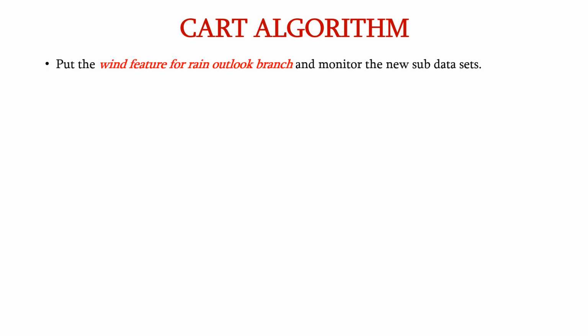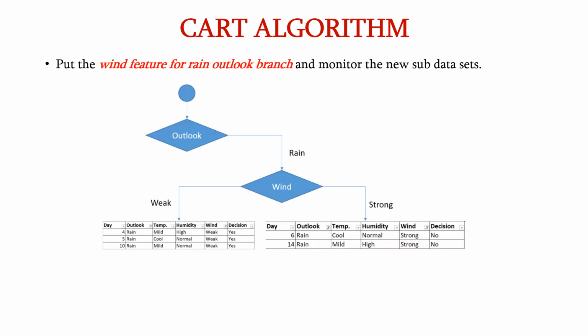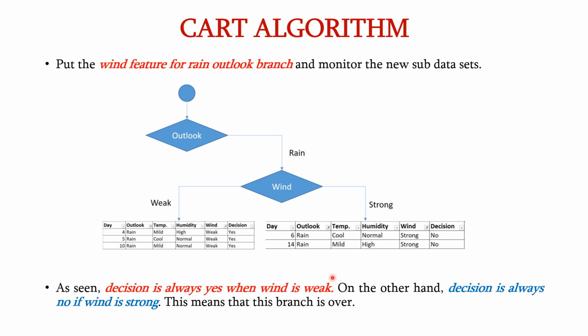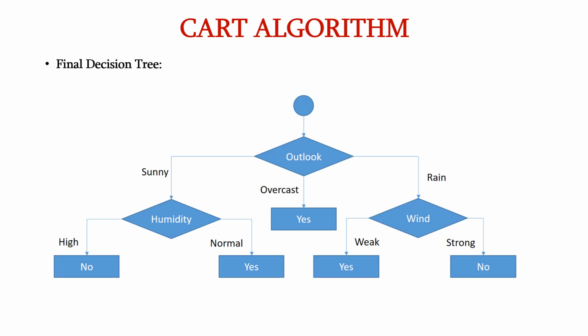Since wind is the winner, let us put the wind feature on the rain outlook branch and look at the new sub data sets. The new sub data sets are weak and strong under the wind. But as seen, the decision is always yes when the wind is weak and always no when the wind is strong. So this branch is also over. This is our final decision tree with appropriate leaf nodes labeled either yes or no.